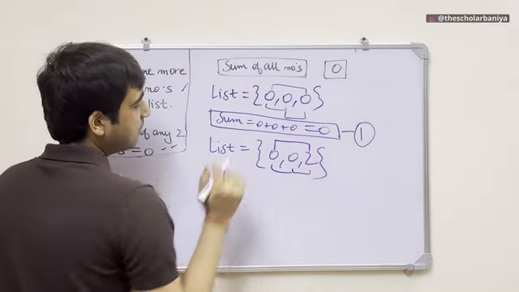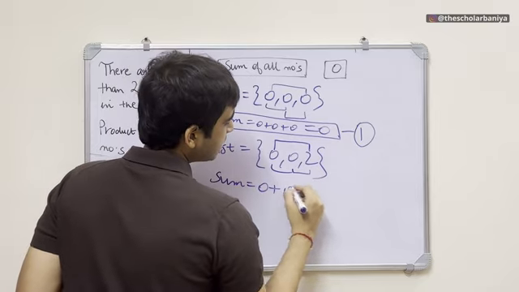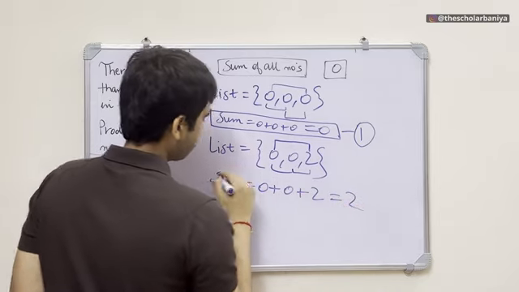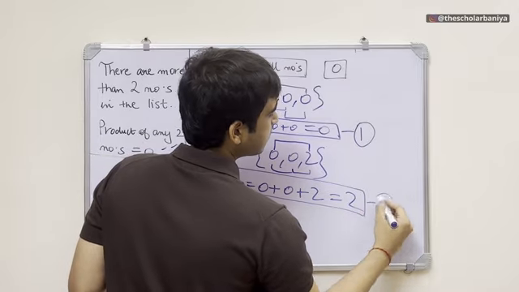Now we have to find out the sum. So what is the sum? Sum is equal to 0 plus 0 plus 2, which is 2, right? So this is the second case.